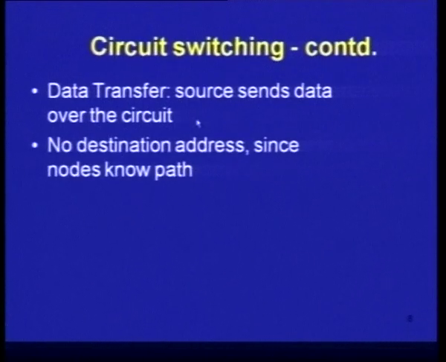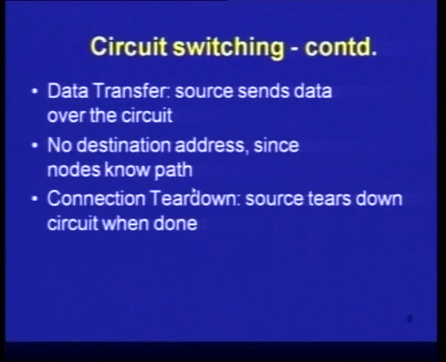And when a data transfer has to take place, the source sends the data over the circuit that has been established. Now, when the data is transferred, no destination address needs to be specified since the nodes know the path. After the data has been transferred, the connection has to be broken down, or tear down takes place. The source will then tear down the circuit when it is done with the data transfer. That is, the source requests that the connection can be removed.